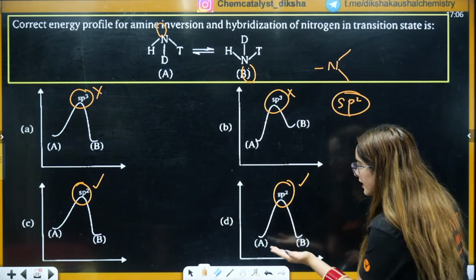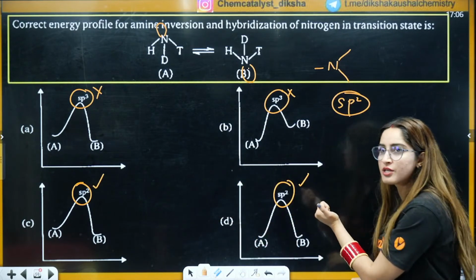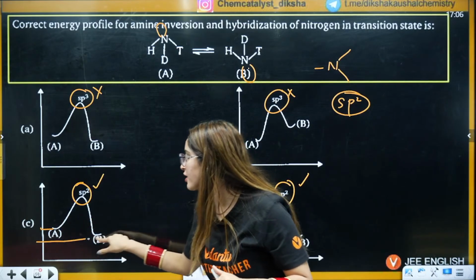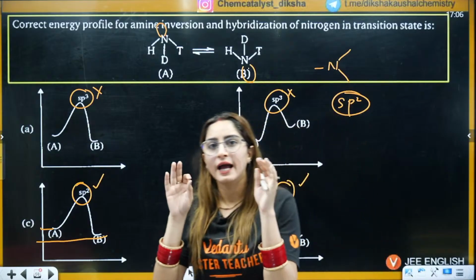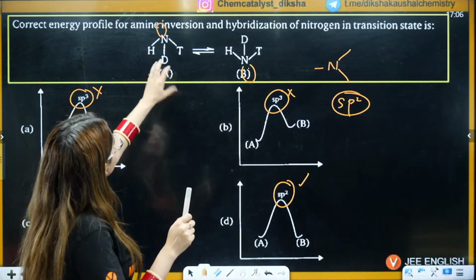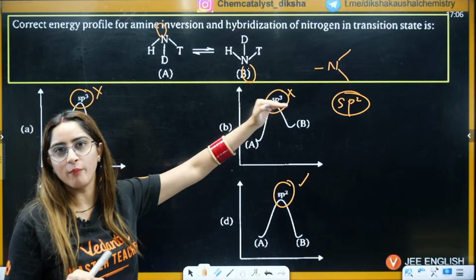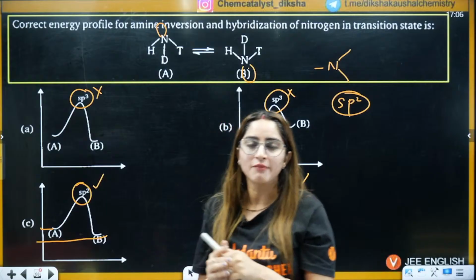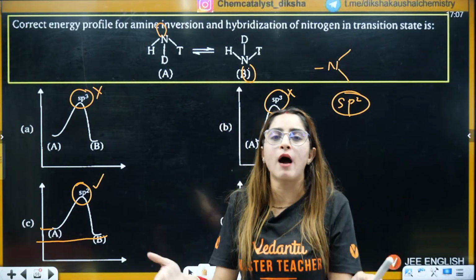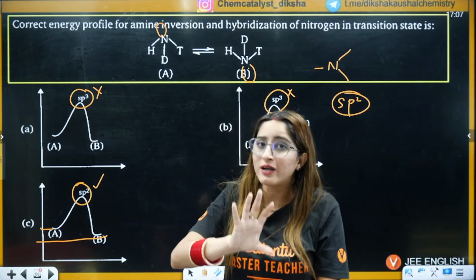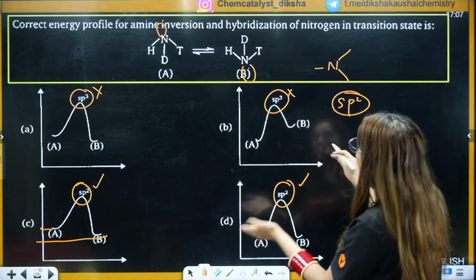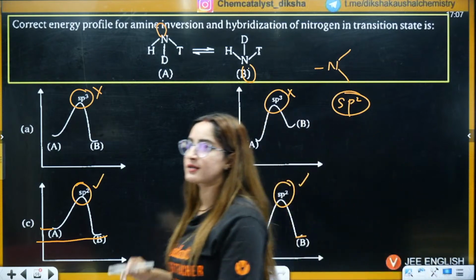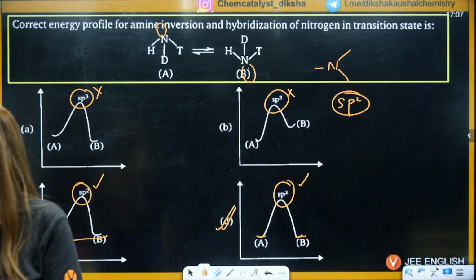Now you can see here A and B have the same energies. Here A and B energies are not the same. If you see this compound, there is no new compound that is formed. It's just getting inverted. So inversion is in 3D. That means the energy of both the compounds is going to be the same, because it is just the inverted product. That is why the energy should be the same here. So D is the correct answer here.